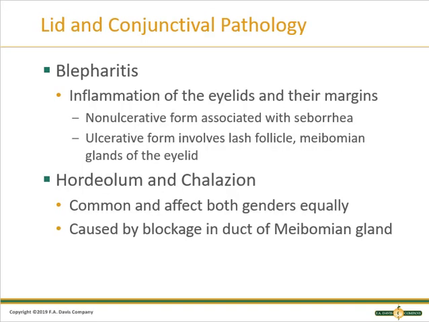Next, let's talk about some conditions that impact the eyelid or the conjunctiva. First is blepharitis, and this is an inflammation of the eyelid and the margins of the eye. There are two forms, a non-ulcerative form and an ulcerative form. The non-ulcerative is associated with seborrhea of the face, and you will see a greasy scaling along the eyelid margins. And the ulcerative form may involve the eyelash follicles and the meibomian glands of the eyelid.